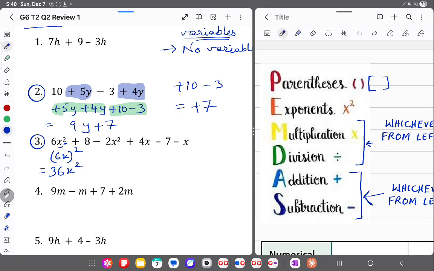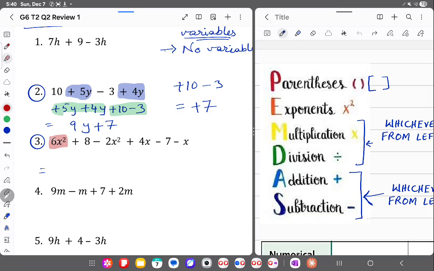So keep in mind, when the parenthesis is not there, the exponent only applies to the variable. It's not for the whole group of 6x. Just keep in mind. So I have 6x to the power of 2 plus 8 minus 2x squared plus 4x minus 7 minus x. So I will bring the like terms together.